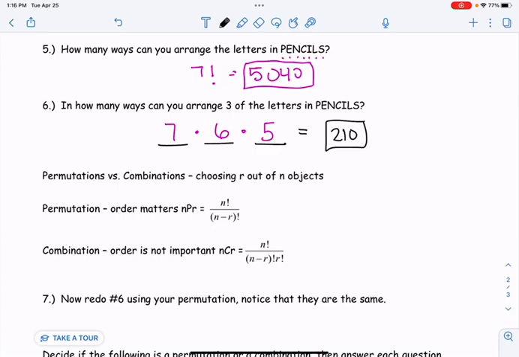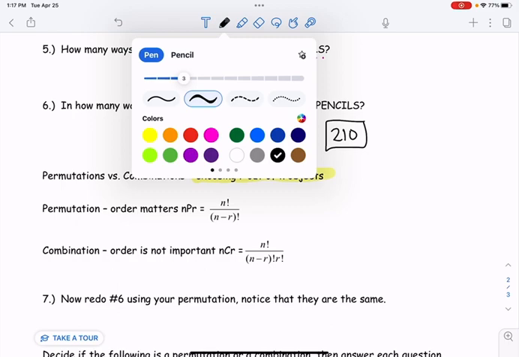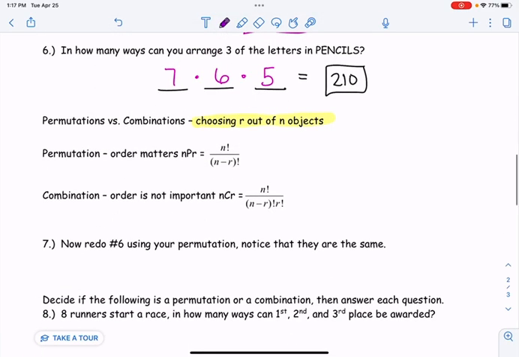Since I'm rearranging, this leads us into permutations versus combinations. If we're going to choose r out of n objects, we have 2 different ways to do that. If the order matters, then we're going to use a permutation. So that would be, for example, finishing first, second, or third place, or assigning different positions to people at work. That would be a permutation. A combination is just looking for groups. The order is not important of how you chose your group.